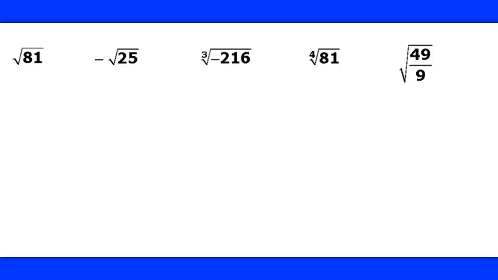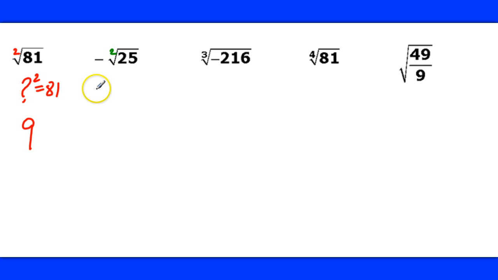This radical sign, since there is no index there, means that there's a 2. So what this is asking you is what number squared will give you 81. And in that case, it is a 9. Okay? All right. This next one also, that's an understood 2 there.